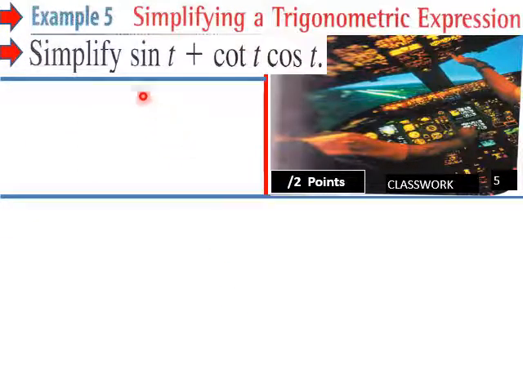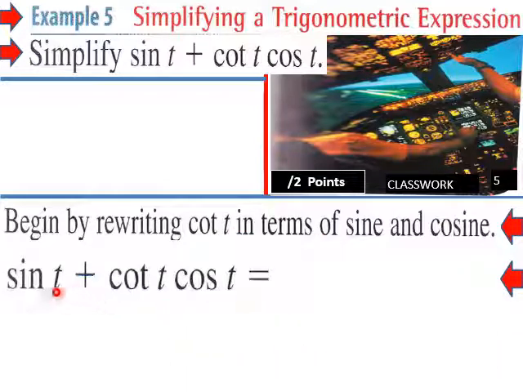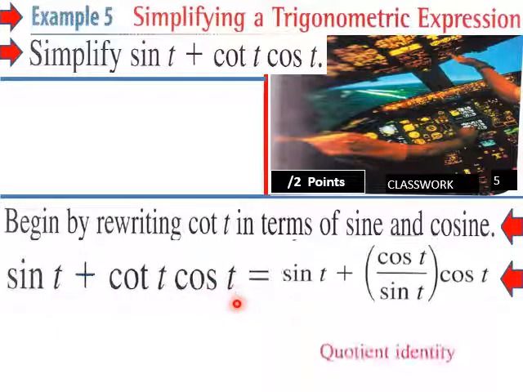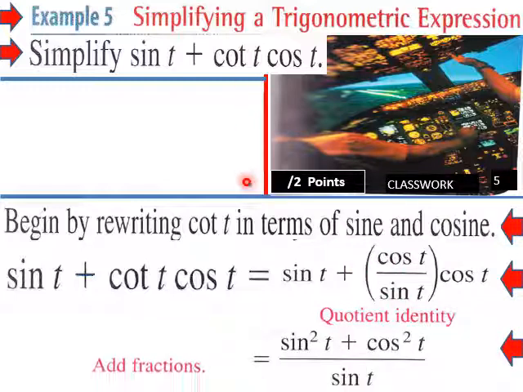Let's get into another example: sine t plus cotan t cosine t. Begin by rewriting cotan t in terms of sine and cosine. So sine t plus cotan t cosine t is the same thing as sine t plus cosine t over sine t times cosine t. Cotan t becomes this, from a quotient identity.